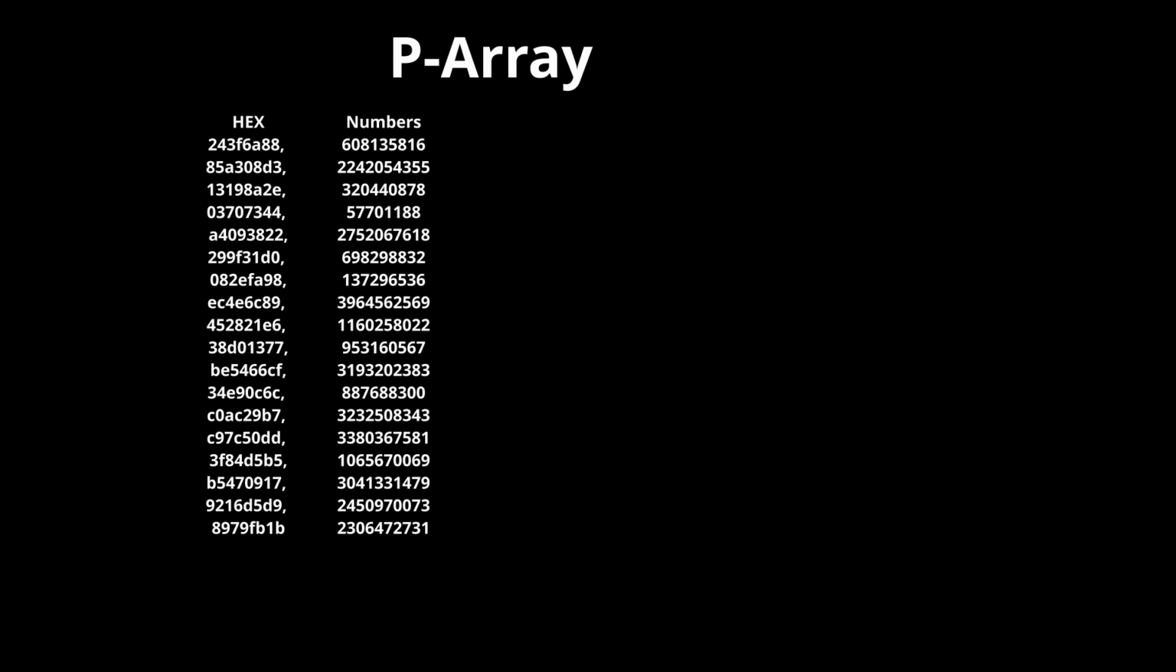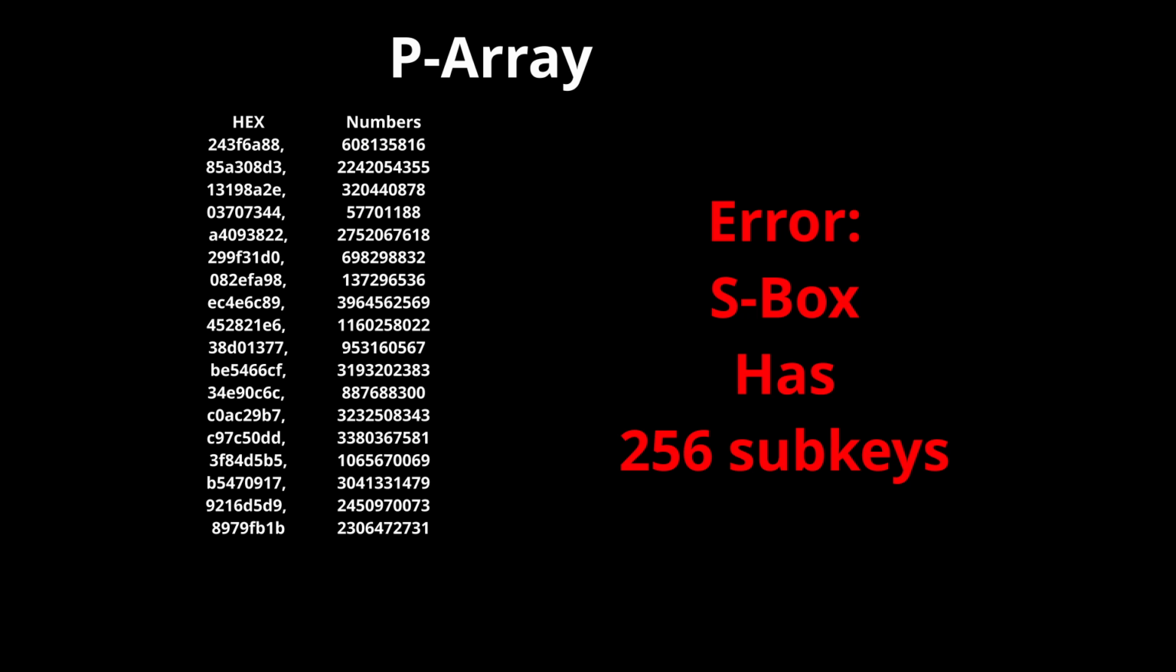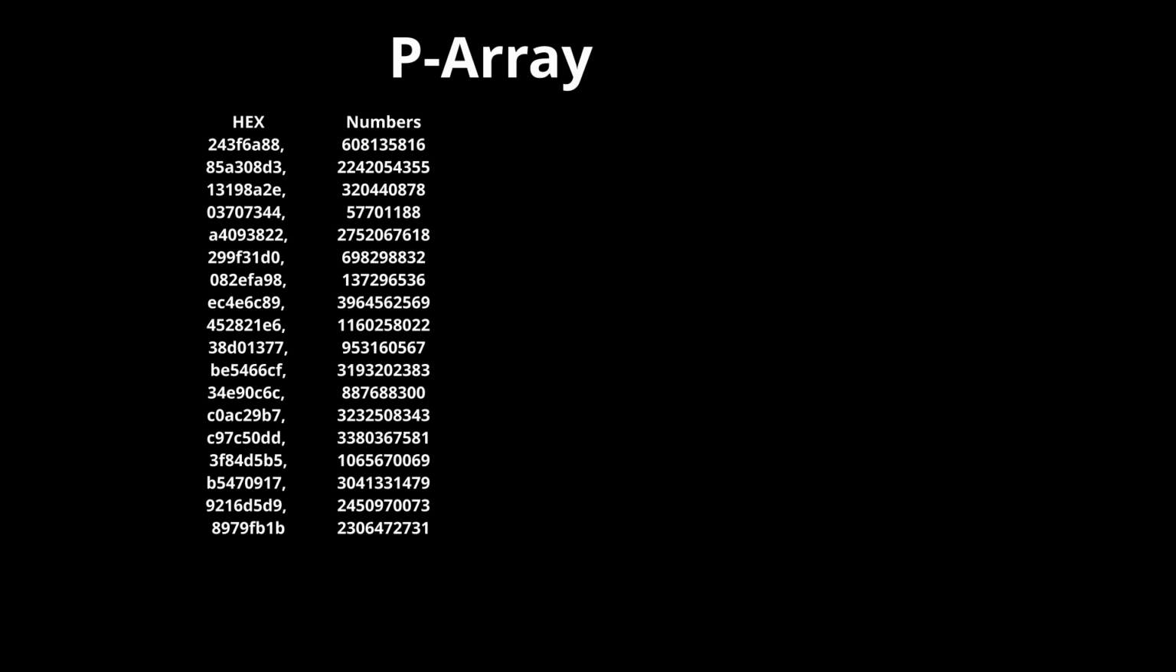Now the P-array has 18 subkeys and the four S-boxes have 256 subkeys each. I'm only going to show you the P-array in this example to make my point, because for the other structures there are just too many subkeys to show on screen. These subkeys are predefined in every algorithm, so every Blowfish algorithm starts off with the exact same subkeys, and they're in these hex values here.